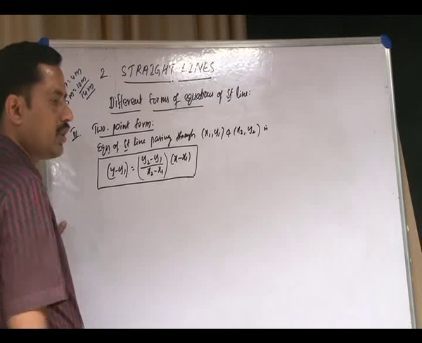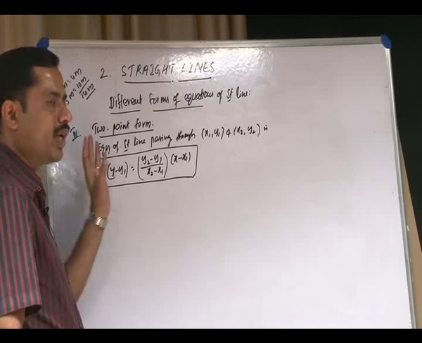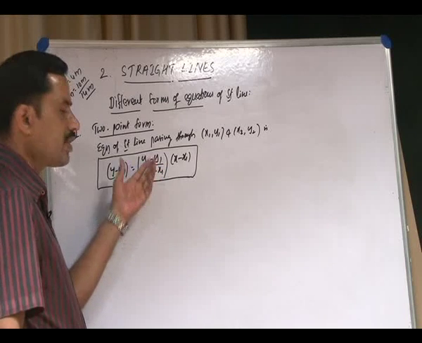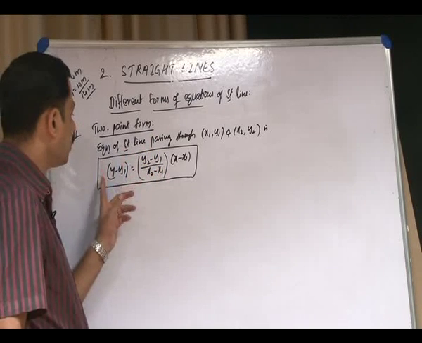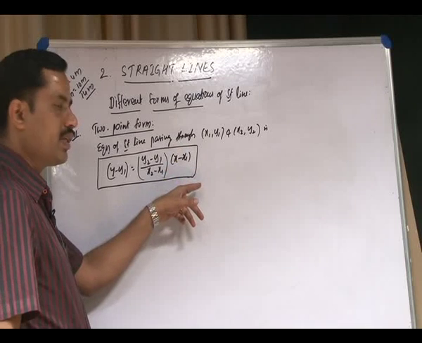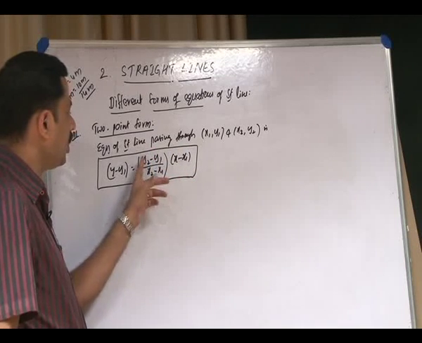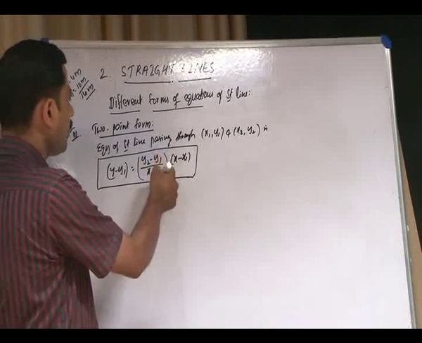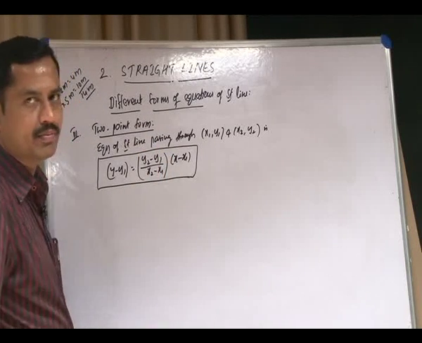So this equation is also similar to slope point form only. In slope point form, instead of y2 minus y1 divided by x2 minus x1, the slope is m. So y minus y1 is equal to m into x minus x1, and in place of m you are going to write y2 minus y1 divided by x2 minus x1. So this ratio also represents the slope of the straight line.